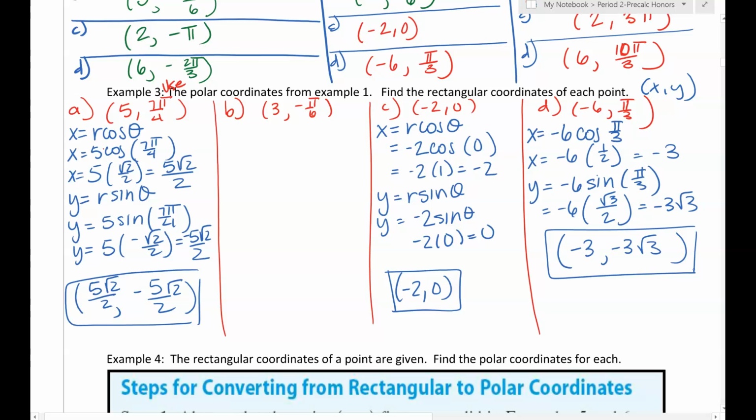So hopefully by now you should have an answer for B. Did you come up with 3 rad 3 all over 2, comma, negative 3 over 2? Okay. Hopefully you guys have a matching answer for B. If not, make sure you ask me to go over it in class for you.